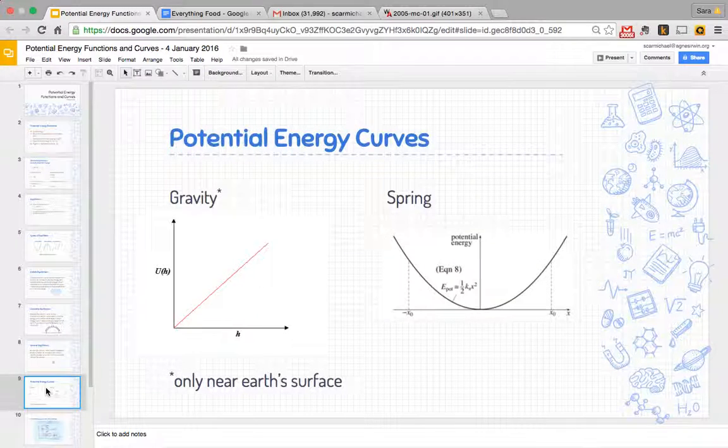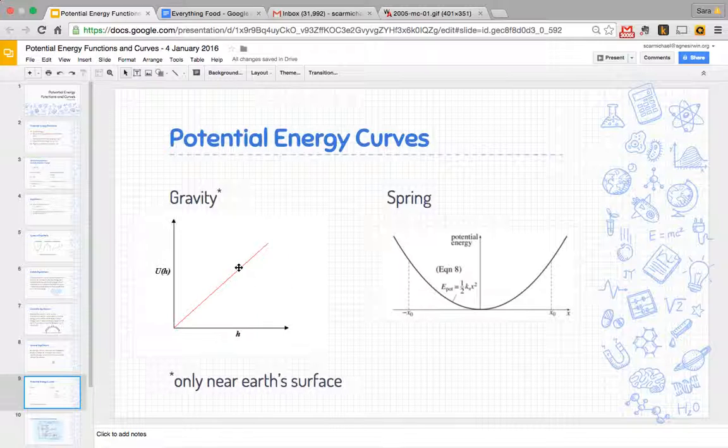All right, so we have two potential energy curves associated with the conservative forces that we've been studying, but they're kind of boring. Gravity: as long as we're talking about gravity very near the Earth's surface so that it's a constant gravitational pull on an object, meaning the object's weight doesn't change, we're just talking about a straight line potential energy graph, really. It's just mgh, right? So as h increases, the potential energy increases.